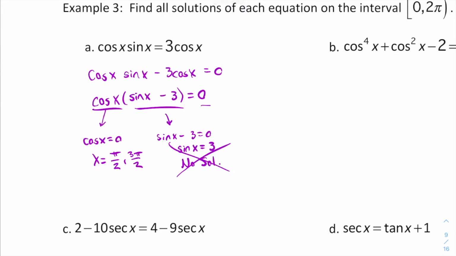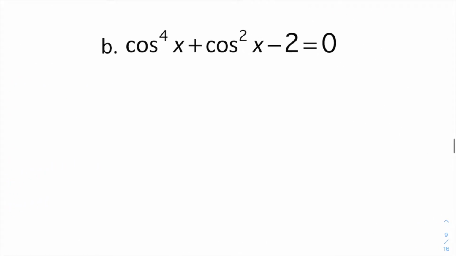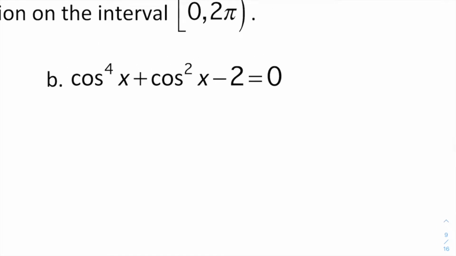That would get all your answers. But since we are between 0 and 2 pi, those are the only 2 answers that are going to be like that. Okay, this next one right here, this one's actually kind of set up like a trinomial. It's going to be something we're going to factor.